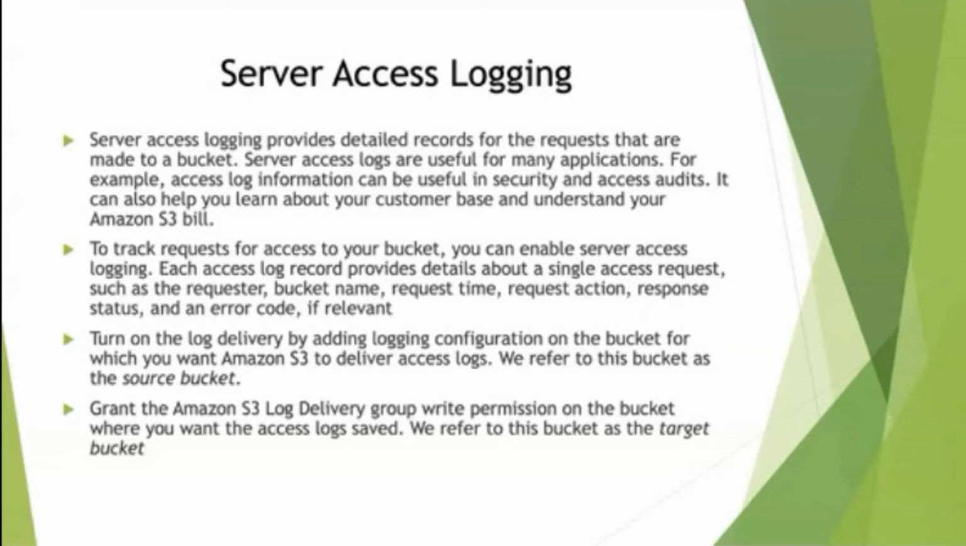To turn on log delivery by adding a logging configuration on the bucket, we have to go to an S3 bucket, click on Properties, click on Server access logging, and then select an S3 bucket where you'll be storing all the logs. For that bucket where you'll be storing all the logs, we need to grant the S3 log delivery group write permissions on the bucket where you want the access logs to be saved. We refer to this bucket as the target bucket.